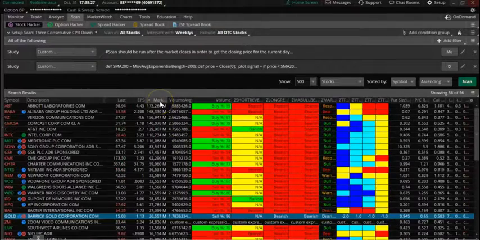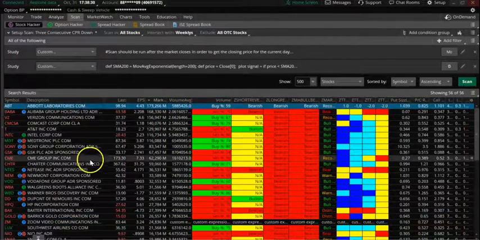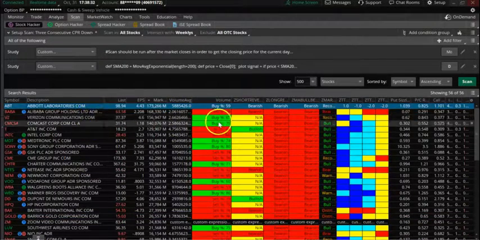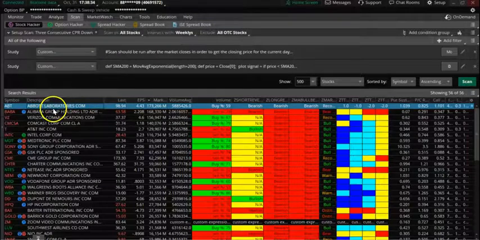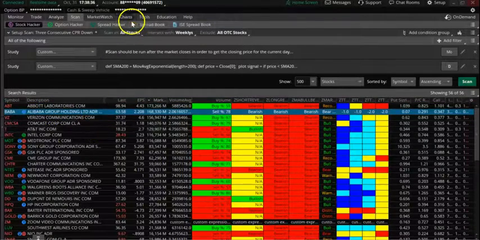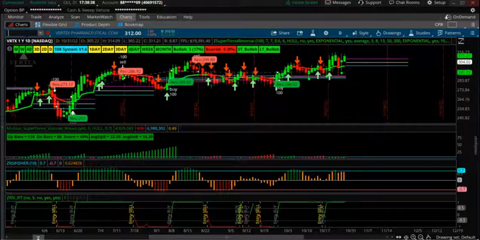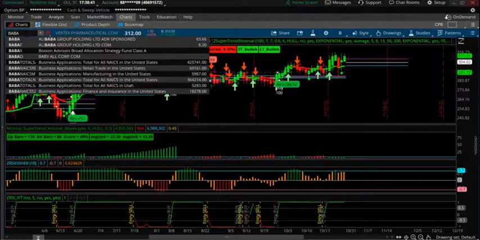Okay, we start by market cap. First one is ABT, but I would suggest, because healthcare is bullish, we want to avoid this. Next is BABA. Let's look at the charts.